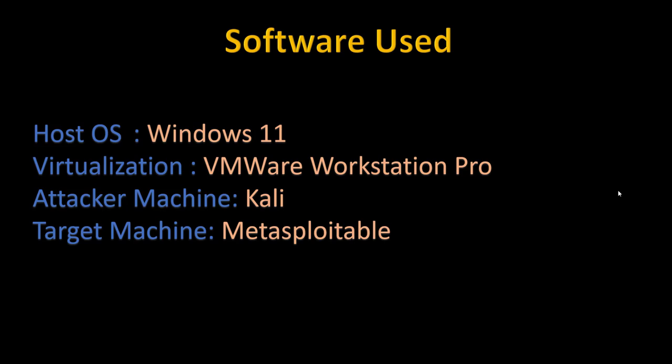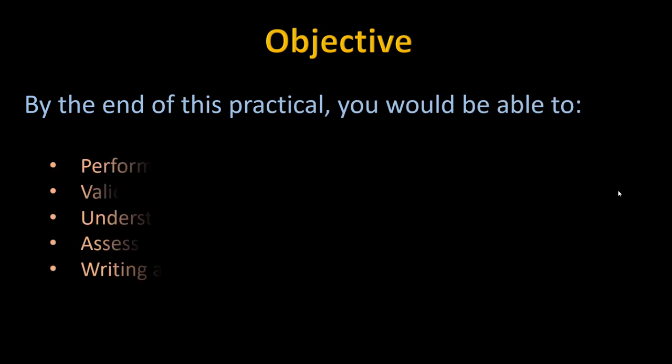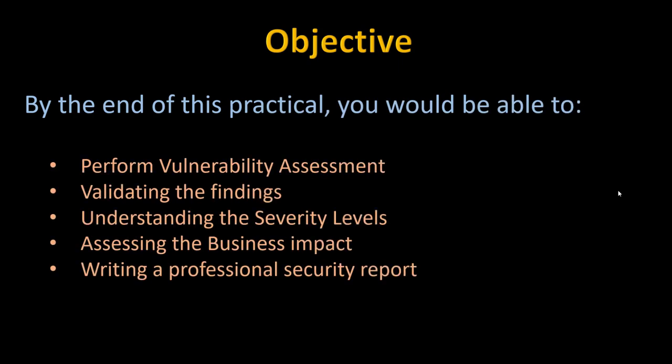To write the report, we need to find the vulnerabilities, and Metasploitable is a vulnerable machine. So we'll perform various vulnerability assessments. The main aim is to write a professional security report. But before writing the report, we must find the vulnerabilities and classify them according to severity.